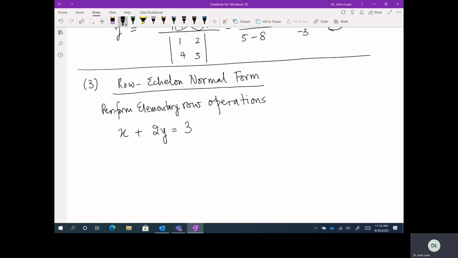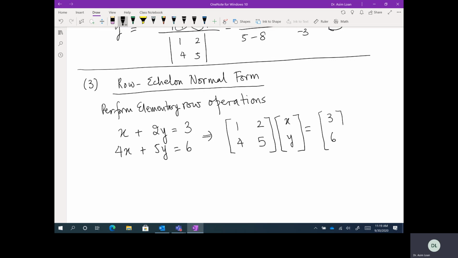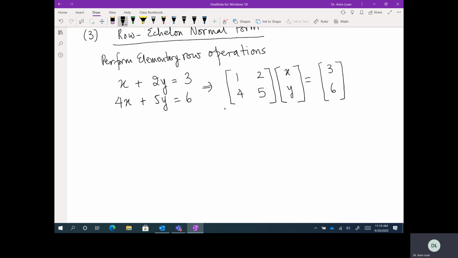4x plus 5y equals 6. So I can write this one again as 1, 4, 2, 5, x, y equals 3, 6. So let's write this combined system like this. So 1, 4, 2, 5. This separator simply means this is A and this is B. This is 3, 6.